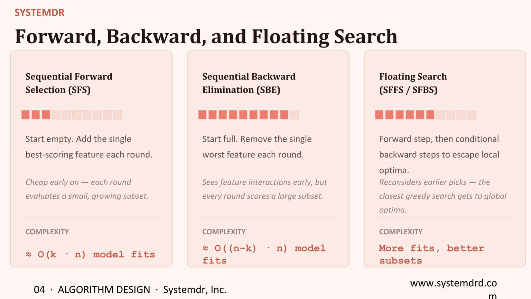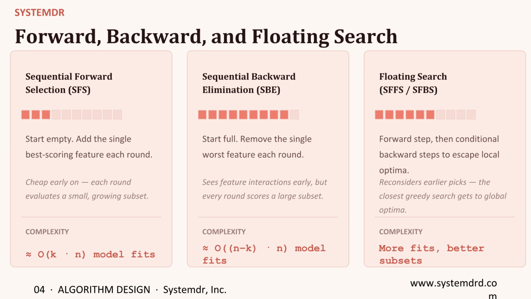Sequential backward elimination flips that. It starts with the full feature set and removes the worst performing feature each round. It sees feature interactions earlier because it starts with everything in play. But every round is scoring a large subset, so its cost scales closer to n minus k times n. When your target k is small relative to n, backward elimination gets expensive fast.